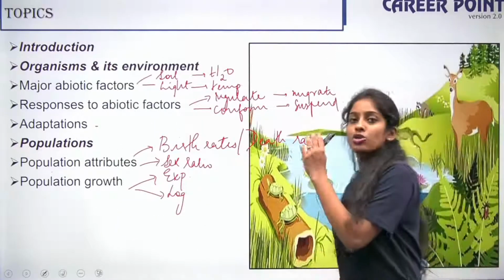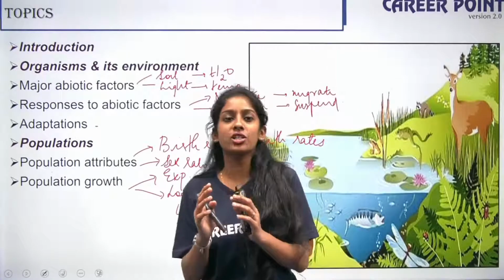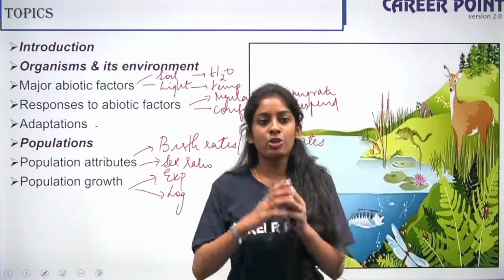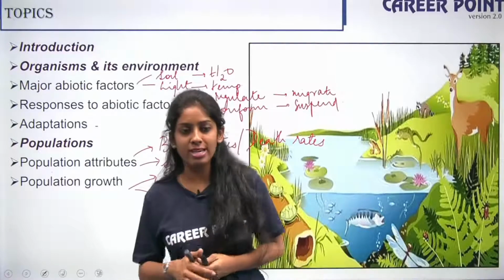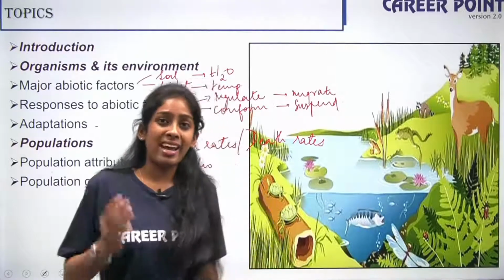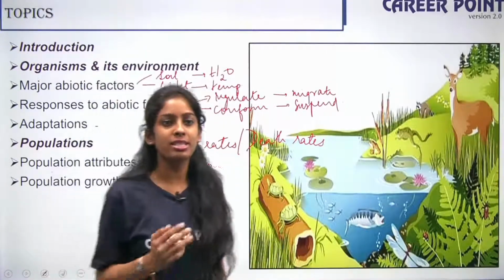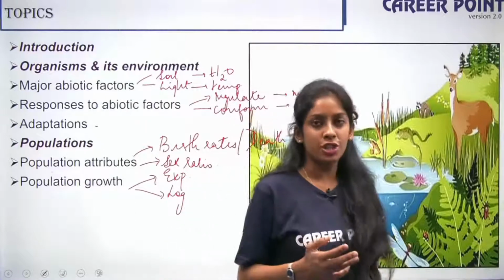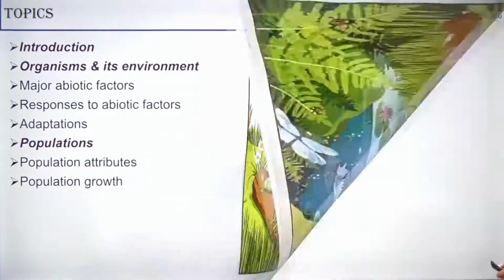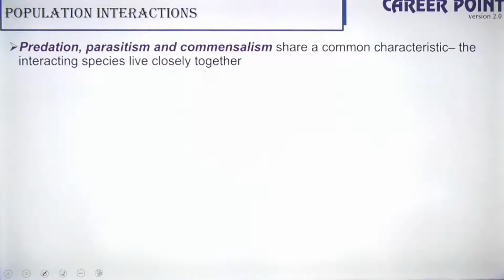Okay. So how a population is going to interact with an environment. Based on that, we spoke about many mechanisms like mutualism, parasitism, predation, commensalism, amensalism, competition, right? So we are going to emphasize on the same. So that is population interaction.